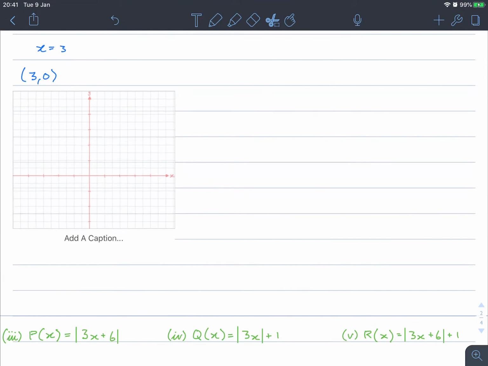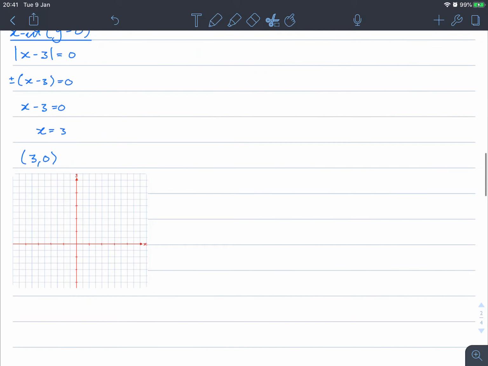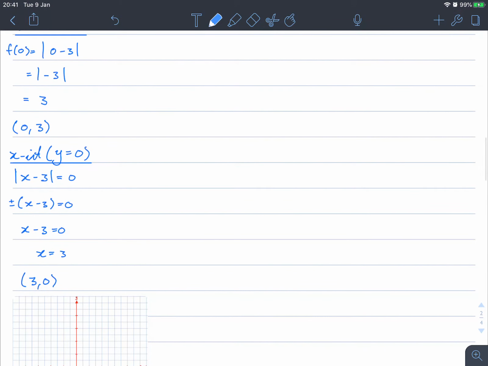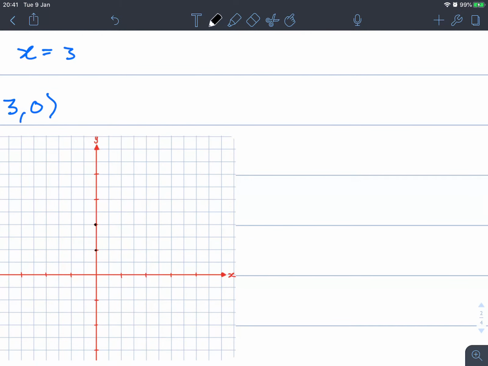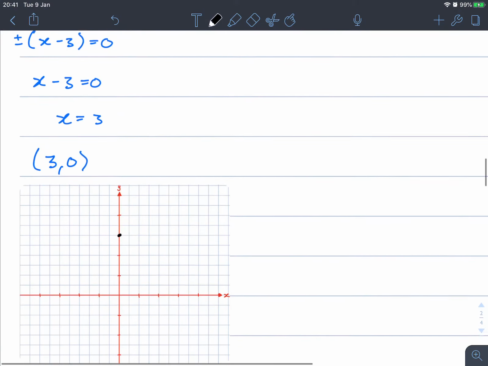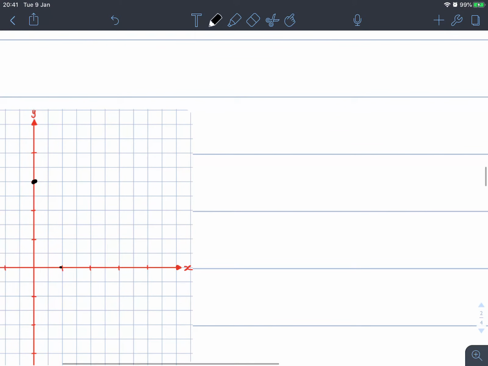So substituting and graphing these points in, we get (0, 3). (0, 3) is my y-intercept, so 0, 1, 2, 3, this point here. And (3, 0), so 1, 2, 3, 0. So far, that is my graph.